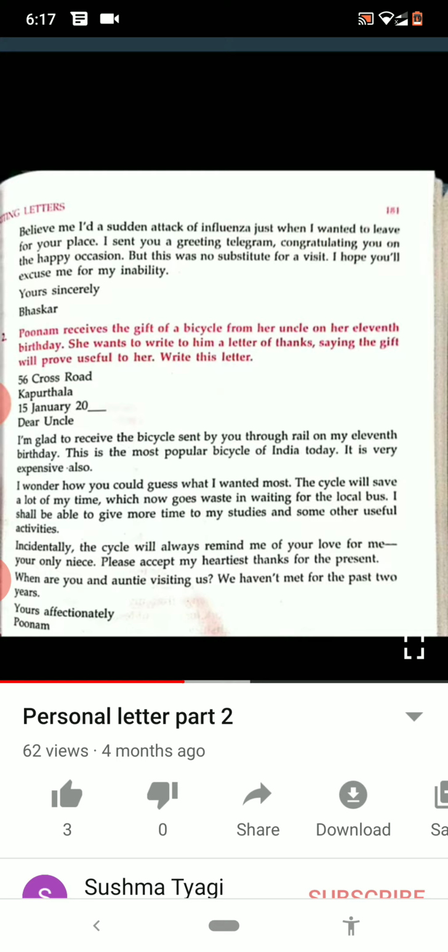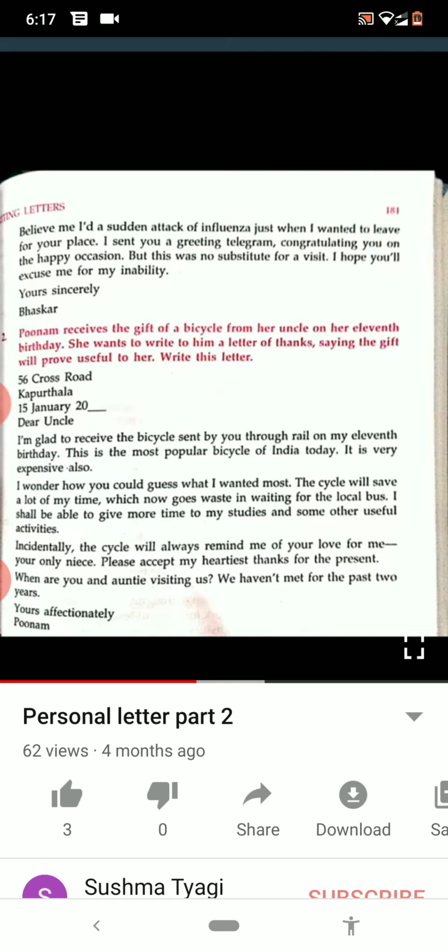Okay, now see one more, second number you see. Poonam received the gift of a bicycle from her uncle on her 11th birthday. She wants to write to him a letter of thanks, saying the gift will prove useful to her. Write this letter. So who is to write the letter? Poonam will write the letter. To whom? To her uncle.